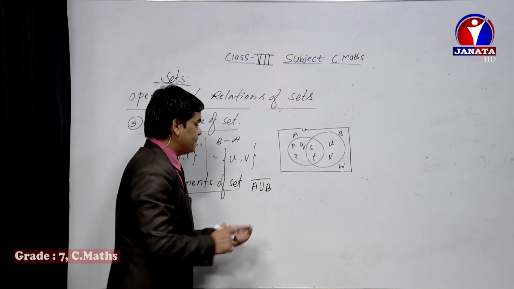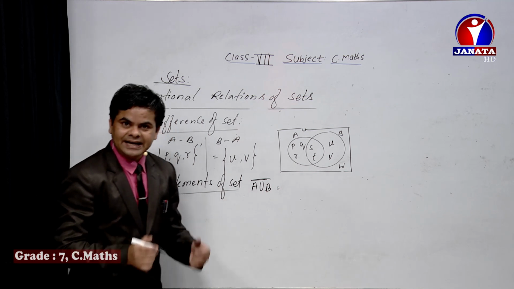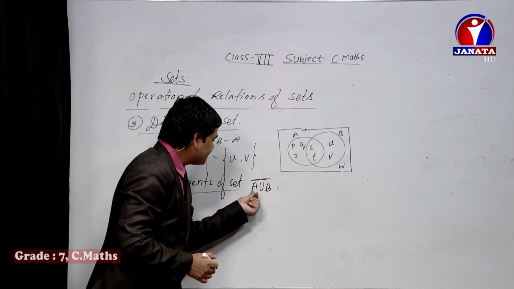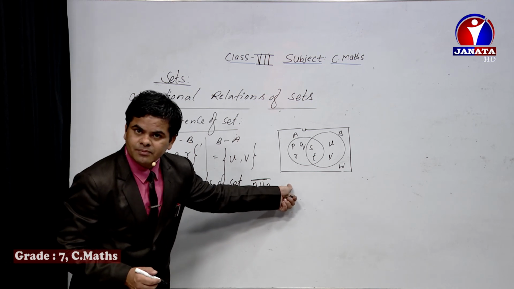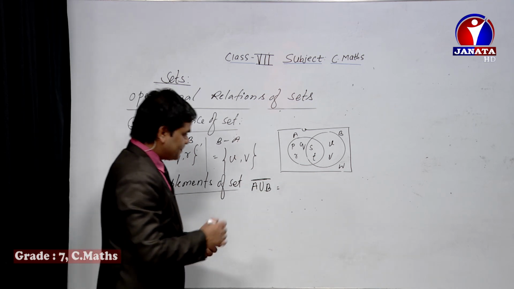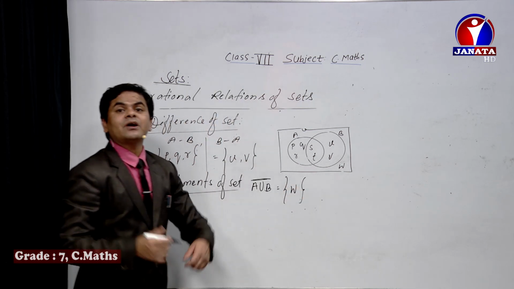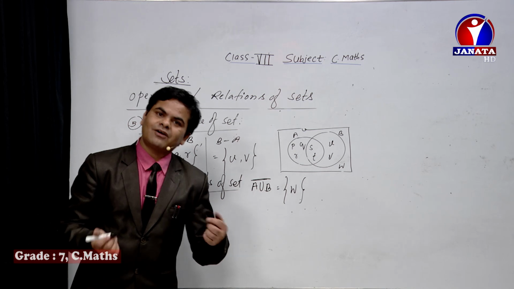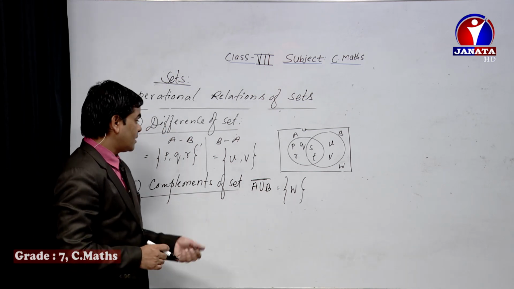So if you have to take out A union B complement, then except the elements of A union B, the remaining come under the category of complement. It means, of course, W, there is W only. If there are more than one elements, then also we need to copy those elements. So this is the situation of complements.